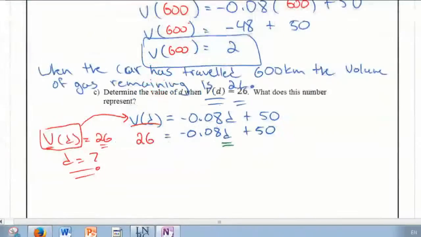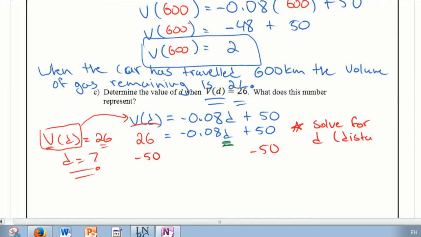So what I'm going to do is subtract 50. Well, I guess I could do a couple things. I'm trying to get the D by itself. So I'm going to move the 50 to the other side, and we'll go from there. I'm going to subtract 50 from the right side, and I'm going to subtract 50 from the left side. I'll put a little note here. Solve for D, which is distance.